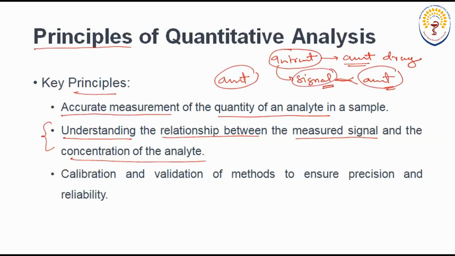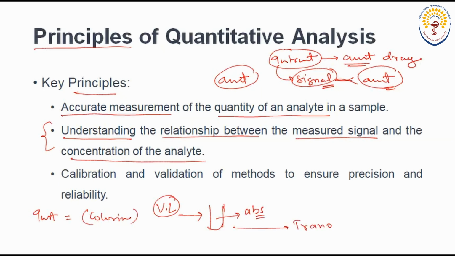For example, let us say the instrument is a photocolorimeter. A colorimeter works on the principle that if visible light is thrown into the sample, the sample will absorb some of the visible light and the rest will be transmitted. Now, if the concentration of the sample is high, obviously the amount of visible light absorbed will be high and the transmittance will be low.